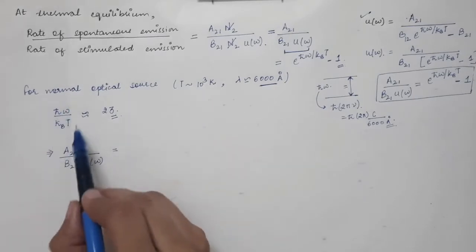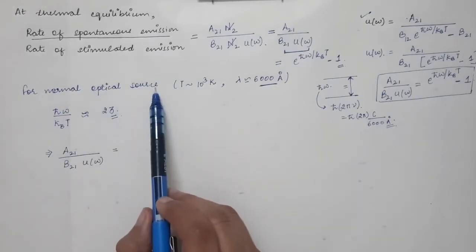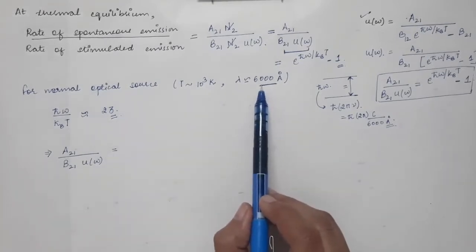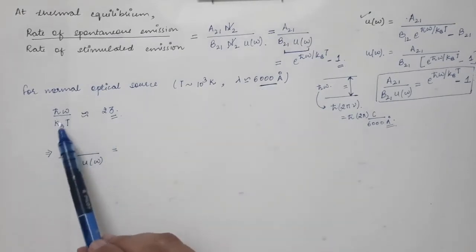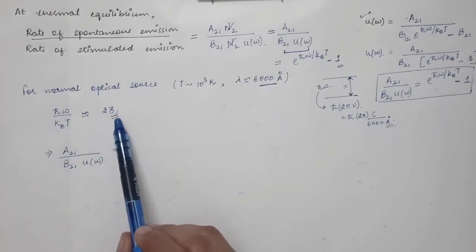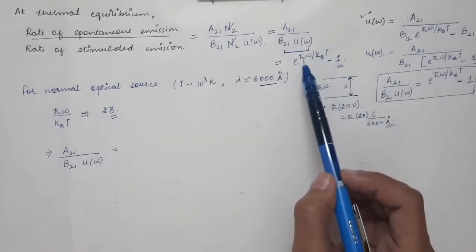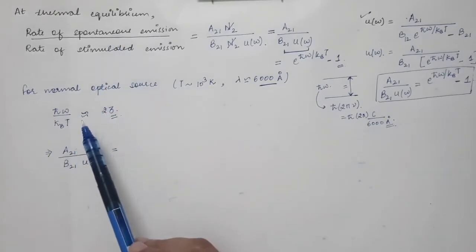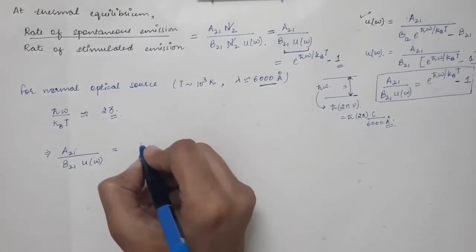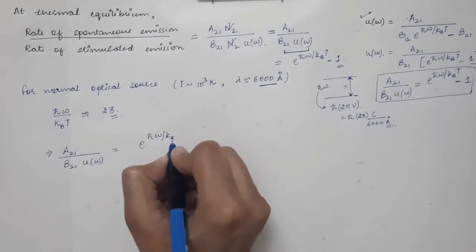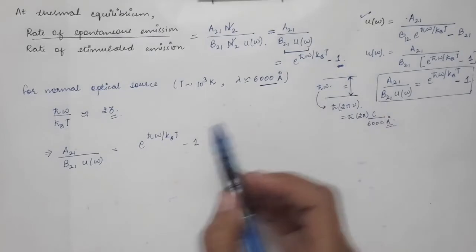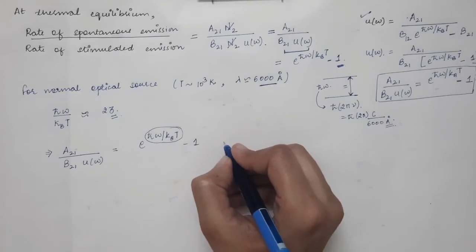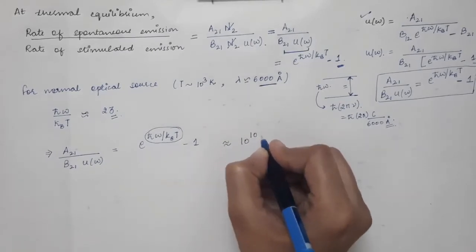So when you solve this factor for the case of normal optical sources, whose light emitted lies in the visible region, h cut omega by kBT is approximately equal to 23. So in this case, if you find this ratio of spontaneous emission to stimulated emission, this is equal to e power h cut omega by kBT minus 1. This we have already found over here. So we will just insert the value of h cut omega by kBT, so this will be approximately equal to 10 power 10.